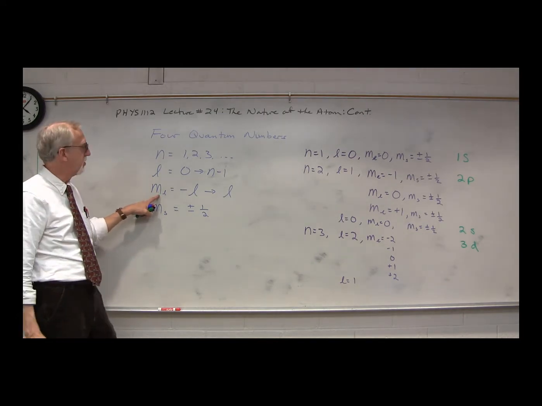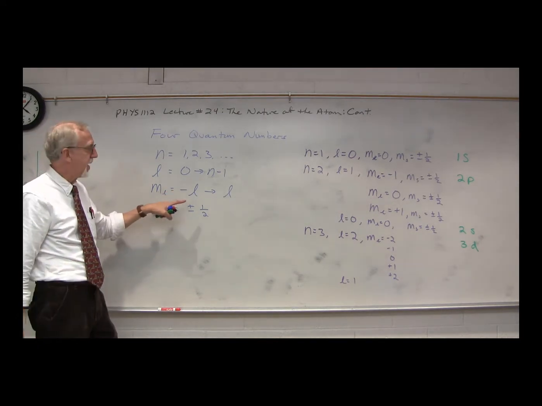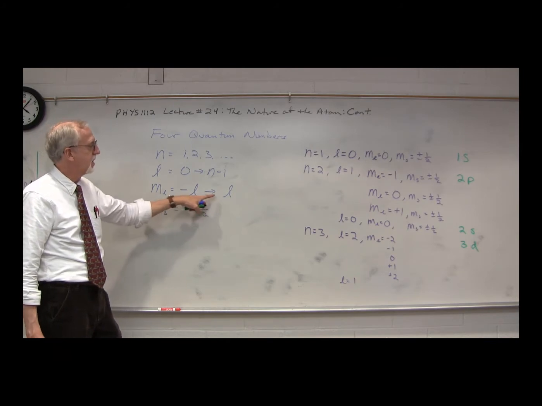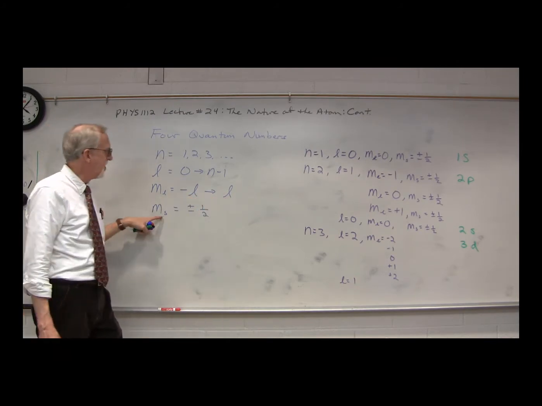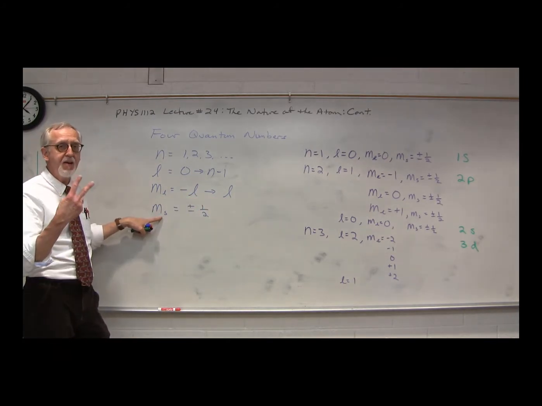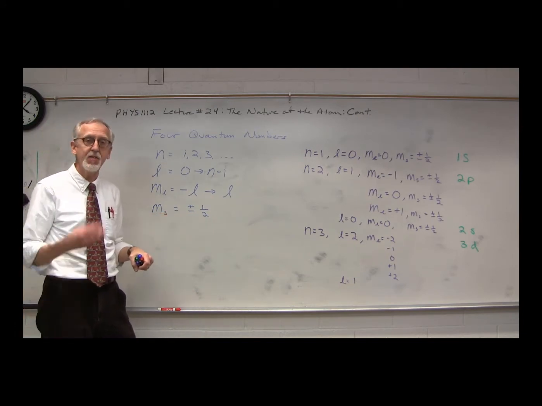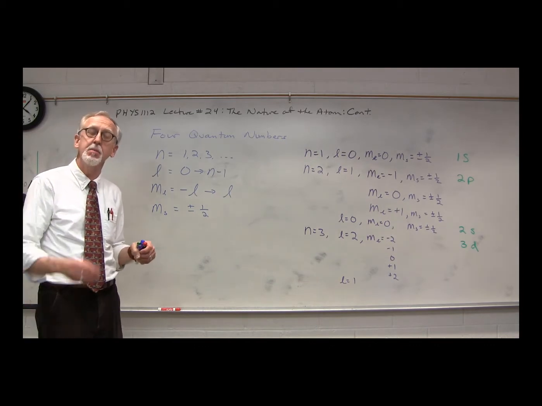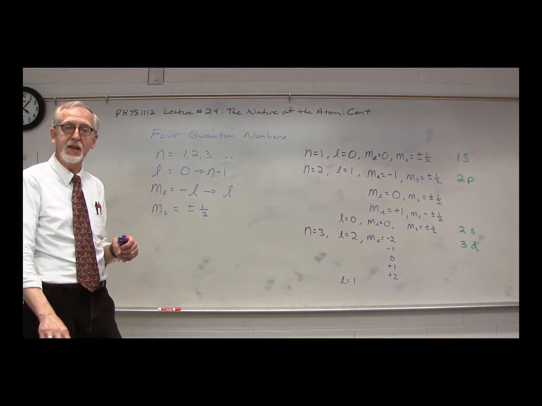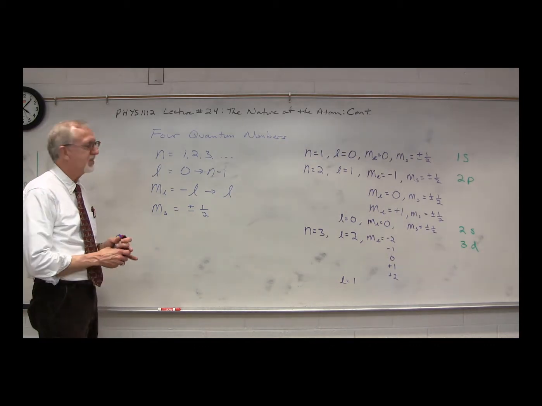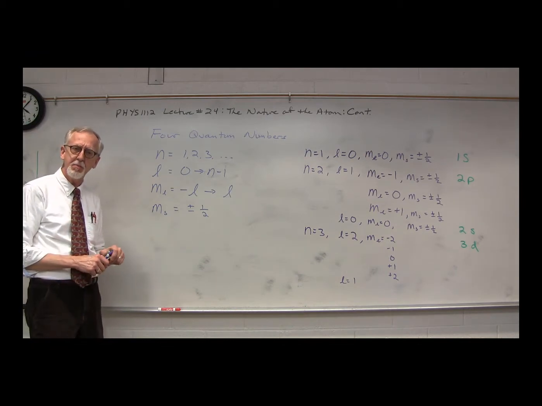m sub L can only have values, again integer values, from minus L to plus L. And then the spin quantum number can only ever have two possible values of plus or minus 1/2. So that's an intrinsic quality of the electron itself. So let's just think about what kind of values these quantum numbers can have.